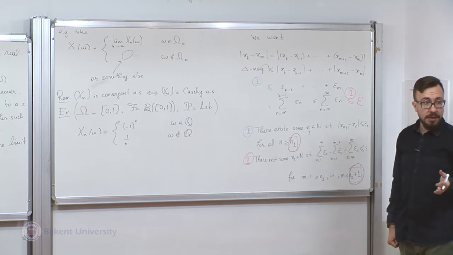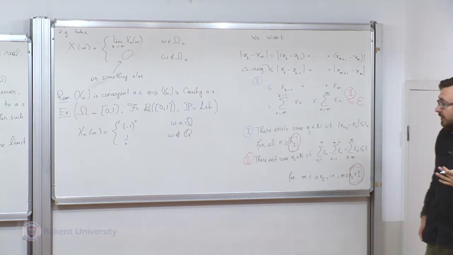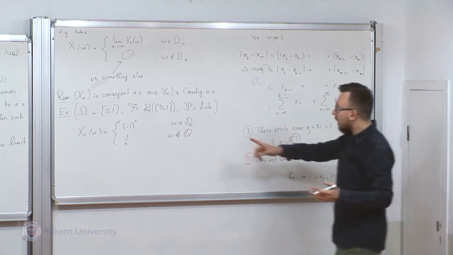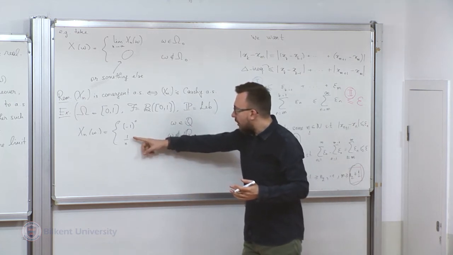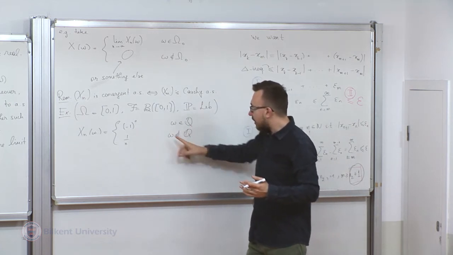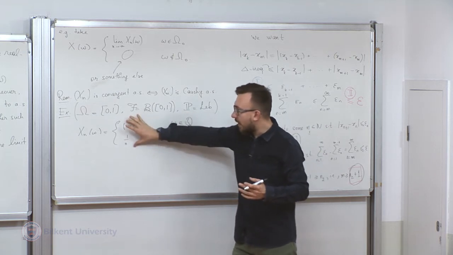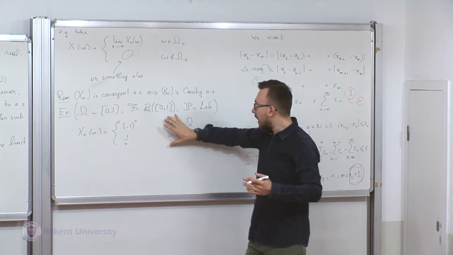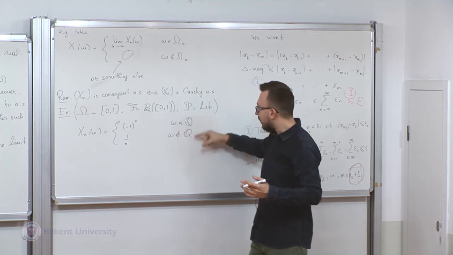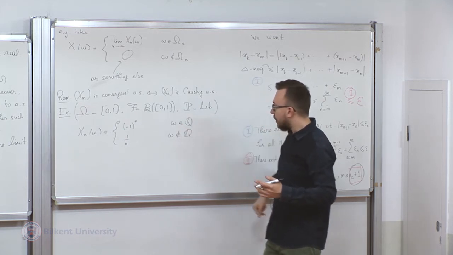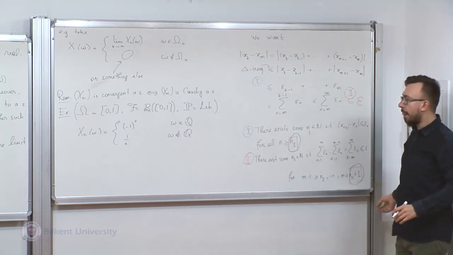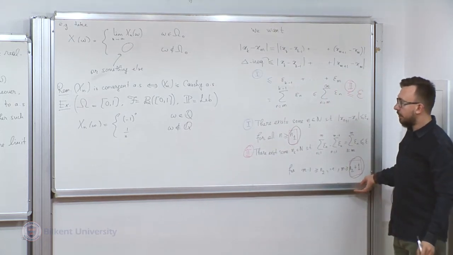This is not a deterministic sequence. X_n is not deterministic here because I choose this if omega is irrational, and I choose this if omega is rational. So it depends on omega. Although the values look deterministic, the choice of these two options is random. So it is a random sequence.